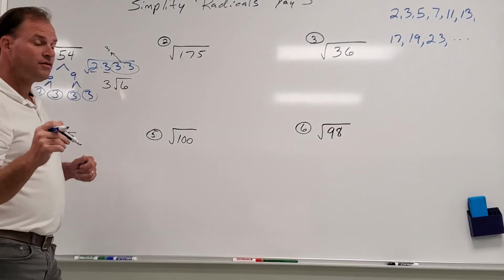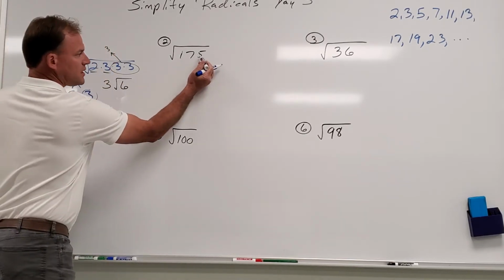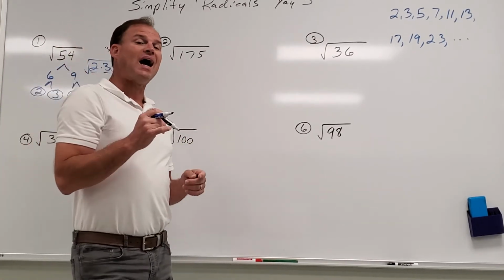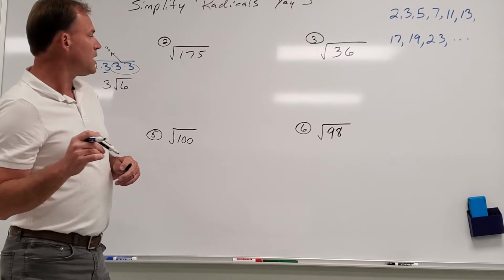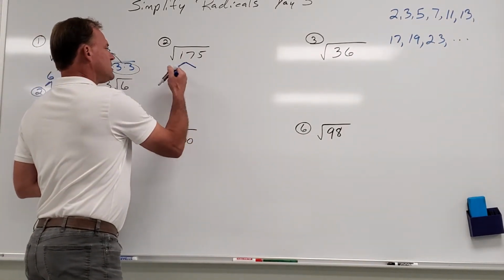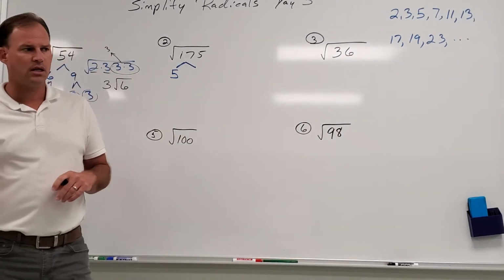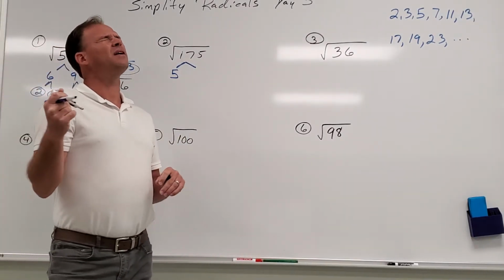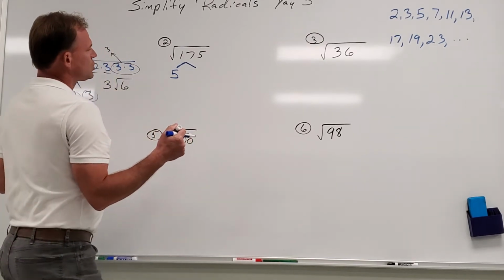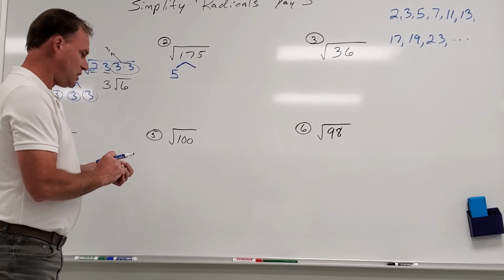Moving on, 175. Bigger number, don't let that scare you. As soon as I see that 5 at the end, I know 5 goes into this number. How many times is the question? This is 5 times what? So of course the calculator is going to come in real handy there. 5 times, I believe it's 17? No, it is not 17.